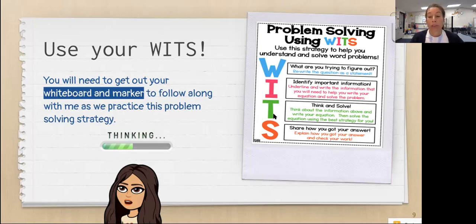T stands for think and solve. Think about the information that you wrote down and what you are going to do to solve. Then you're going to use the best strategy that works for you. And then S is to share how you got your answer. This is where you're going to explain, maybe to someone that doesn't know how to solve that problem. And then you want to check your work.